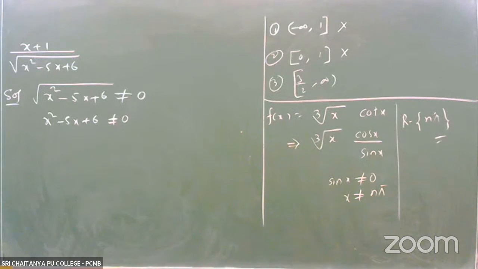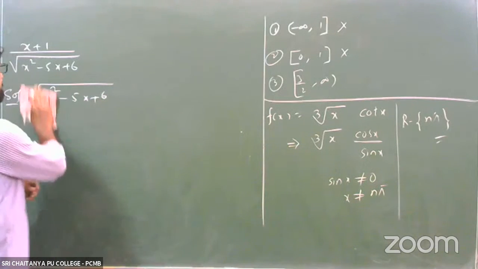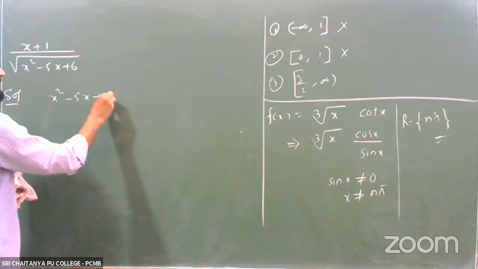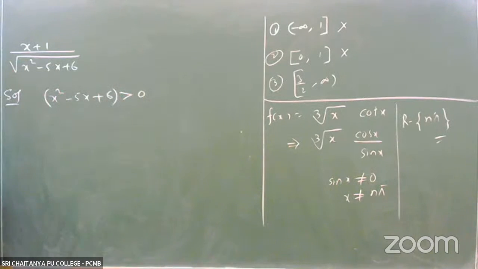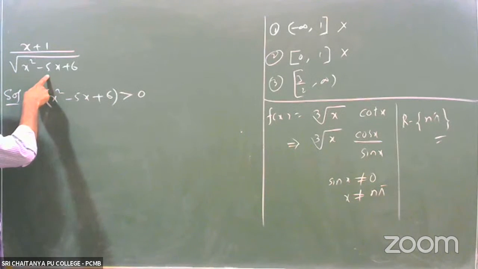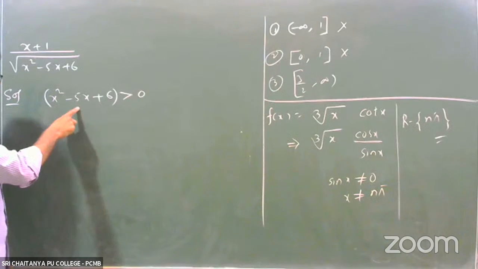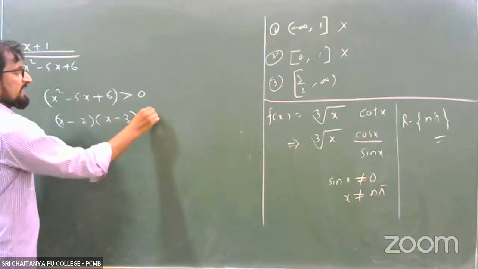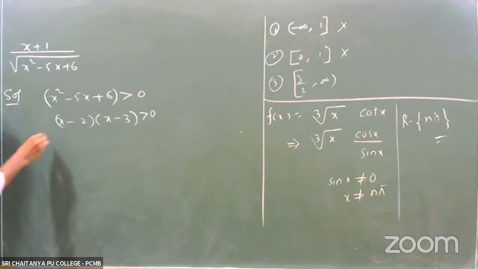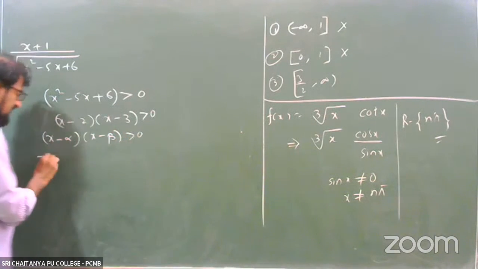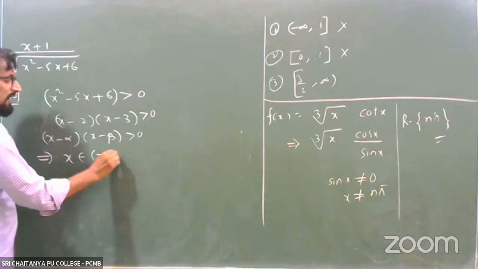Am I right? You can do this problem by using a small correction: the denominator should always be greater than 0. Why? Because it should not be equal to 0. If it is equal to 0, this is not defined. So it should be greater than 0. You can write this as x minus 2 into x minus 3 greater than 0. This is in the form of x minus alpha into x minus beta greater than 0, meaning x should not lie between alpha and beta.